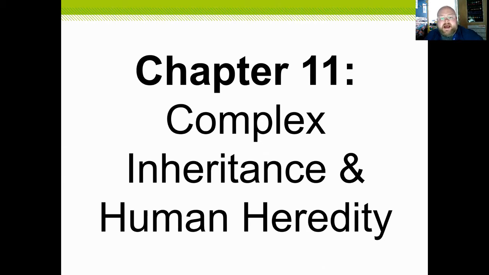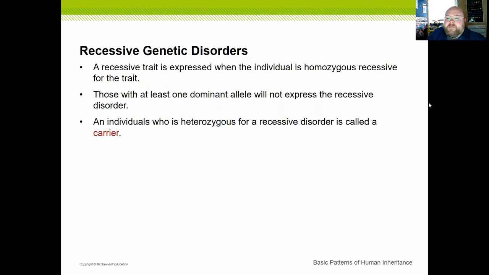Well, today we're going to look at some of the different things that could be going on within our genes. These things are a little bit more complex. Last time it was pretty basic. This is a little more complex, but let's go ahead and jump right in here. So we have these things called recessive genetic disorders.